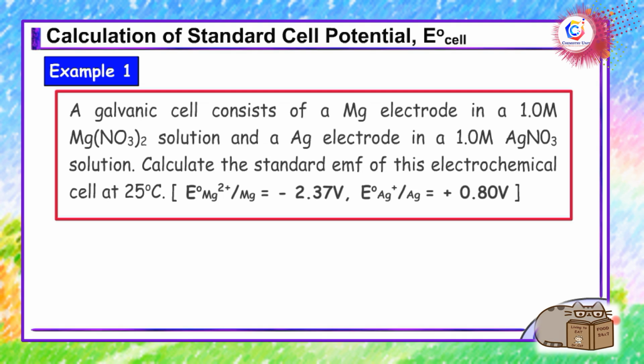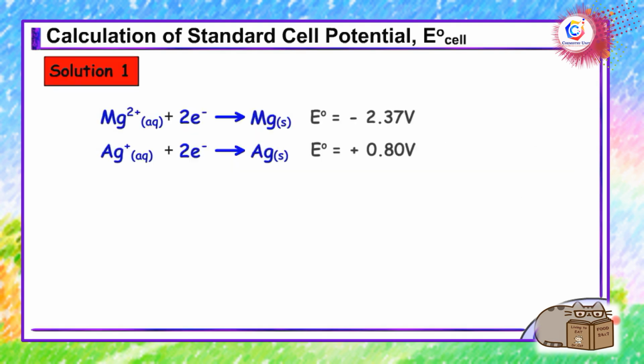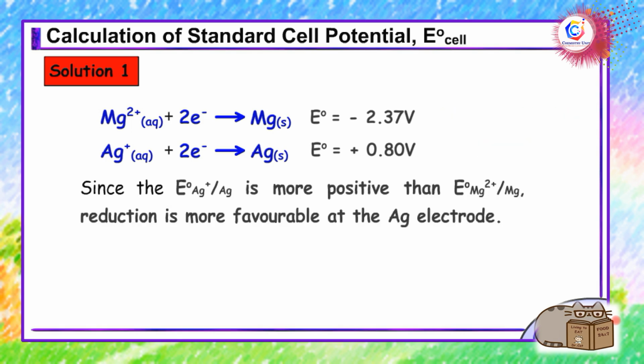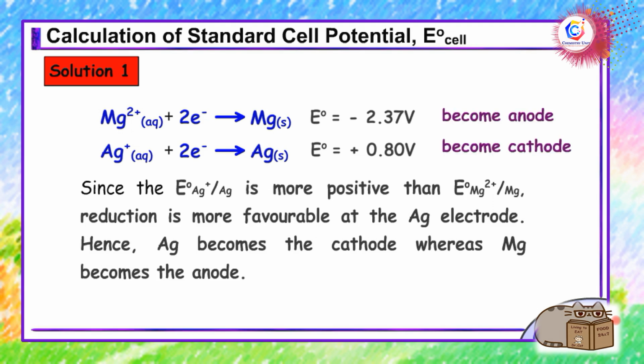Let us consider the following example. First, identify the anode and the cathode of the cell. Since the E0 reduction of silver is more positive than E0 reduction of magnesium, reduction is more favorable at the silver electrode. Hence, silver becomes the cathode, whereas magnesium becomes the anode.